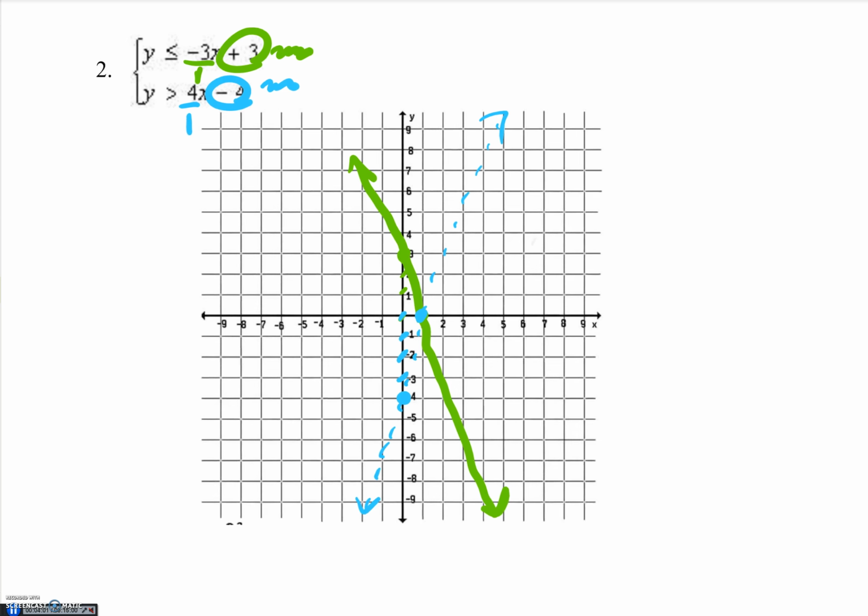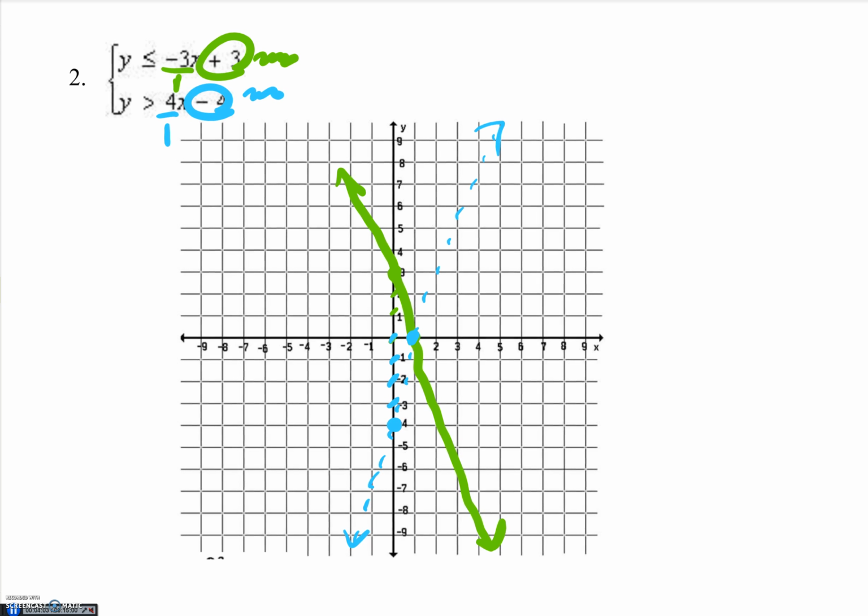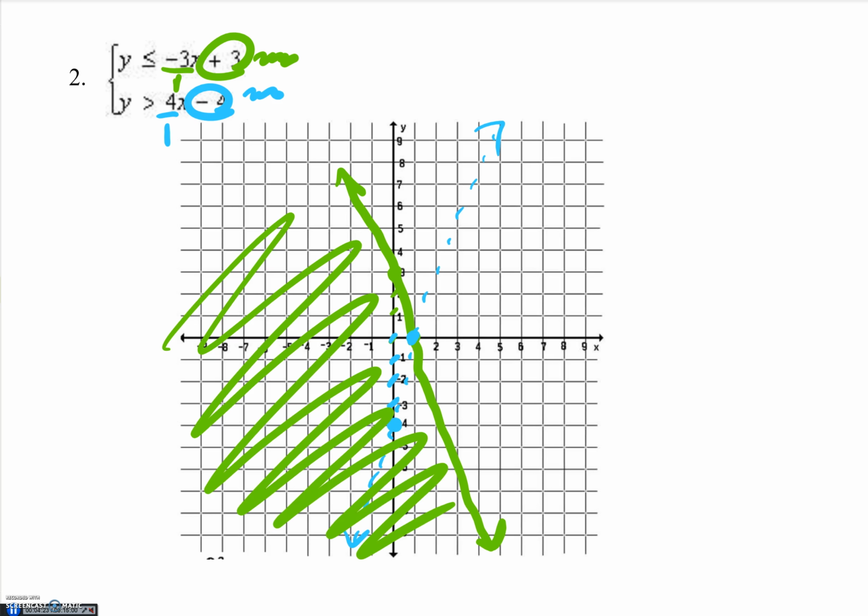Alright, shading. Green line. Y is less than. So again, green line. There's where the green line separates your y values. I want the less than y values. So I want these smaller y values. So I'm going to shade below the green line.